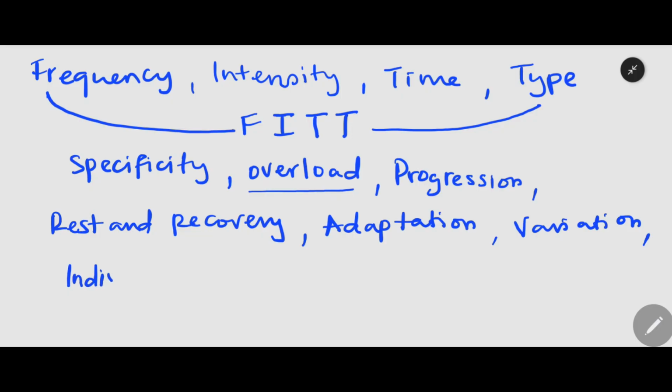And lastly, individual needs. Now, individual needs, a very simple idea, is that the training should be tailored to the person's abilities, the person's goals, the person's age, the person's injury history, their lifestyle, their preferences. So if someone comes to you and they have chest pains, don't program them to go run a marathon, because that's not specific and that's not individual to their needs.